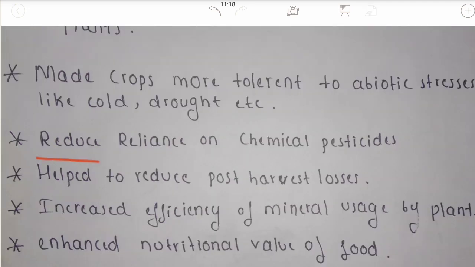The advantage is reduced reliance on chemical pesticides. Yes, reducing the reliance on chemical pesticides is very necessary. If you use more chemicals in agriculture, then there is a loss of fertility. It is really harmful, even for human beings, with the continuous usage of chemical pesticides. So it is necessary to reduce the use of chemical pesticides. This is an advantage of genetic modification in plants.